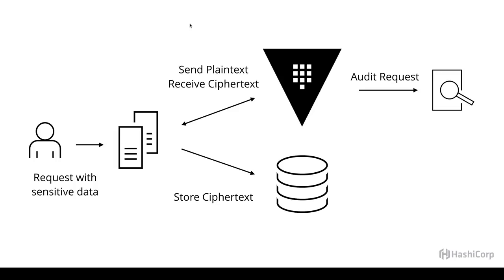So in this way, Vault is only seeing sensitive data in transit. It's not actually storing it at rest. So Vault doesn't necessarily have to be able to scale to store billions of pieces of sensitive data. You can continue to use your existing scale-out storage but leverage Vault to do the encryption.